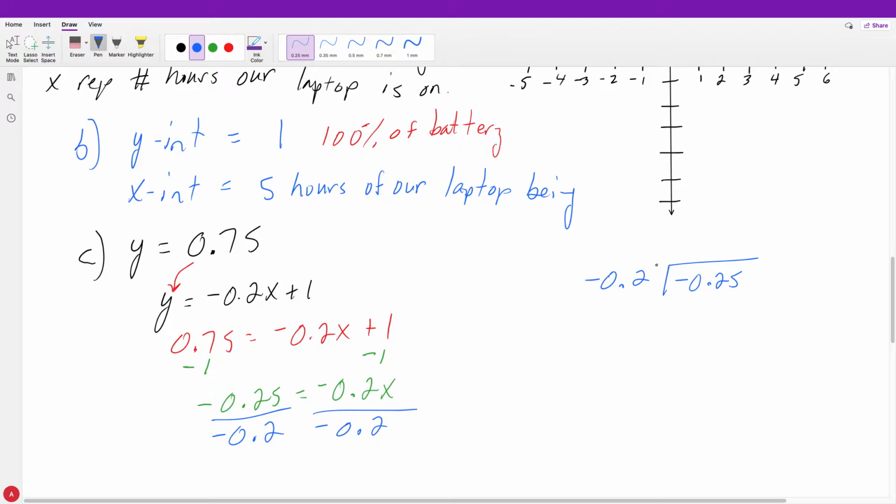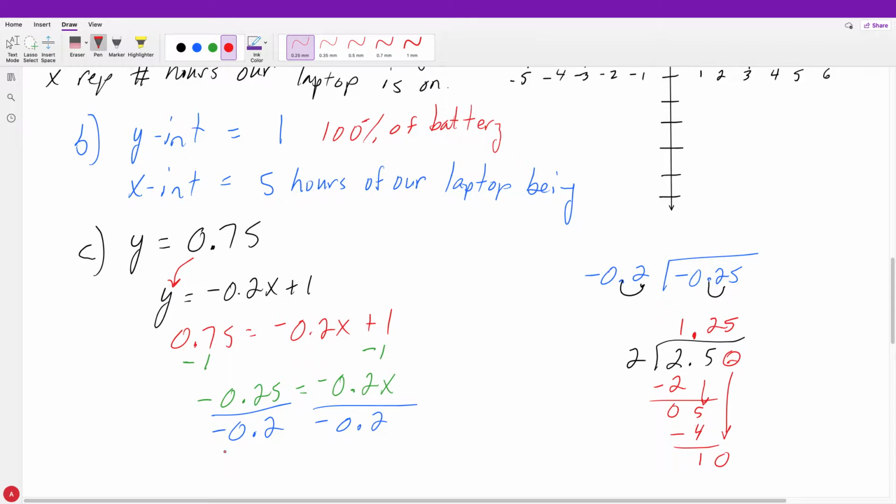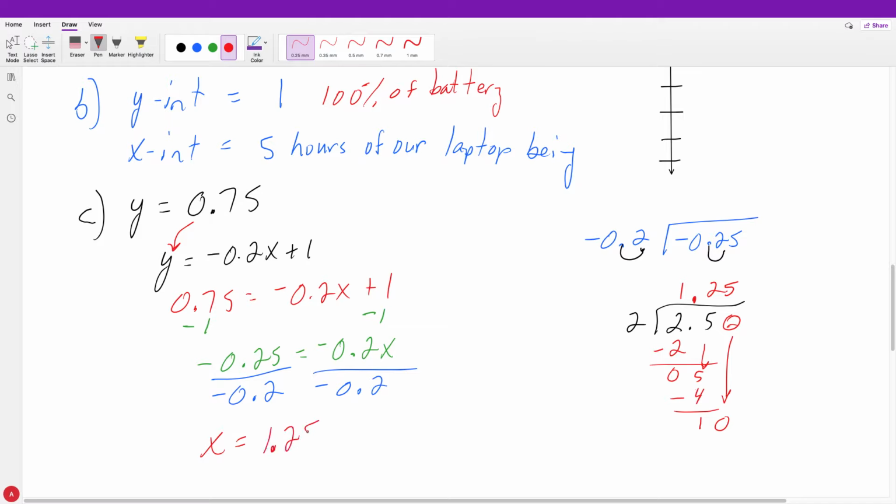Well, since they're both negative, I don't need to worry about the sign, so I'm going to get rid of them. And then to divide this, I'm going to move my decimal place one spot. So now I have 2.5 divided by 2. And we're going to go ahead and just divide this by hand, so it goes into it one time. So we subtract, that gives me 0. I'm going to bring down this 5, so now we're at that decimal point. 2 goes into 5 twice, so that means I have 4 minus 1. We can add the 0 and bring it down, and it goes into it 5 times. So that means that x is equal to 1.25, and since that x represents the number of hours, that means it's 1.25 hours until our battery gets to 75%.